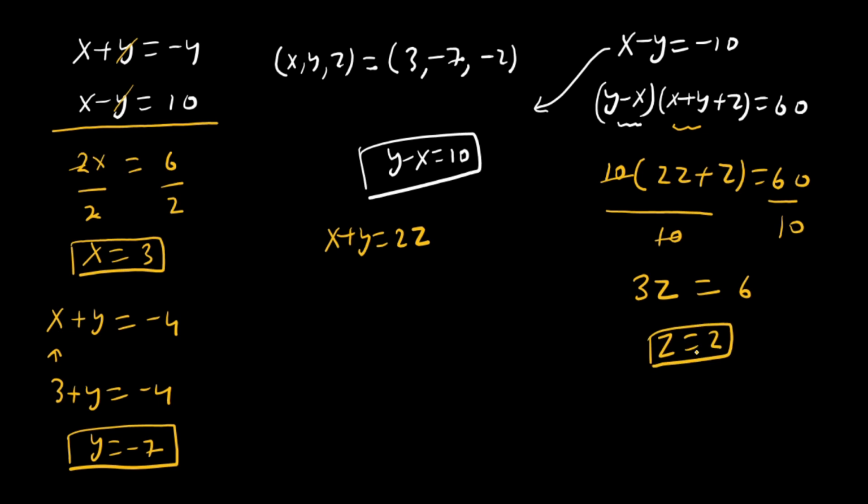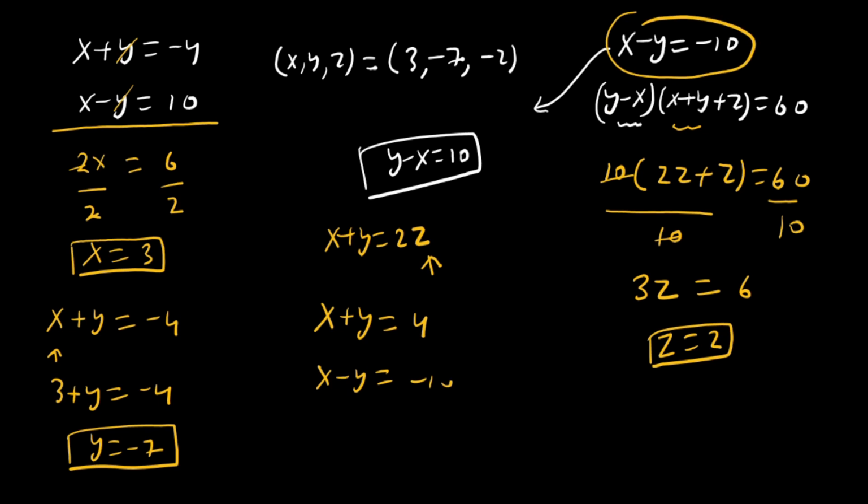Here z is equal to 2 and z is replaced here, then x plus y is equal to 4, and x minus y is equal to minus 10. Now here we will apply the elimination method again. Then this plus y and this minus y cancel out, and here x plus x, that is 2 times x, is equal to 4 minus 10, that is minus 6.